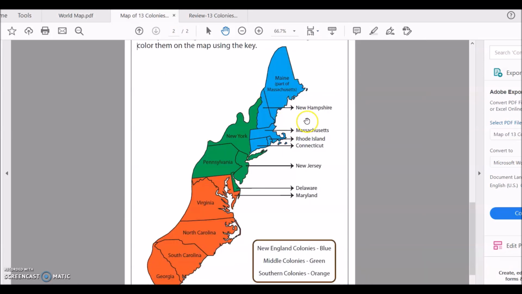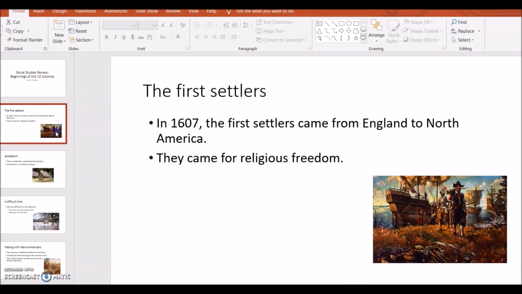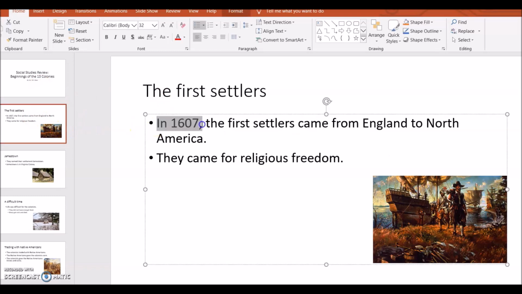Remember, these are the 13 colonies. This is northern, this is middle, and this is southern. They came and their ship landed in Virginia. That's where they started. So, when they first came, they came in 1607. They came from England to North America.